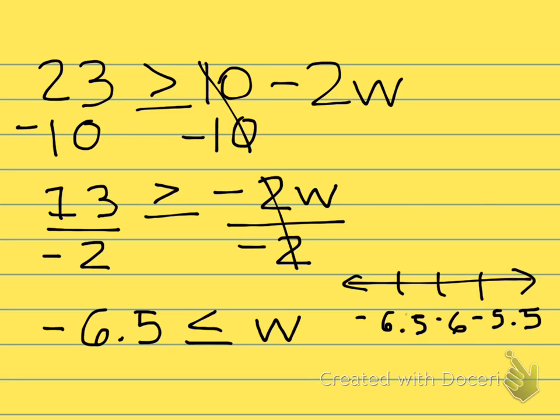the same rules would apply, so I would use a closed circle since we have less than or greater than or equal to, and then since it's greater than, I'm going to point my arrow towards the right.